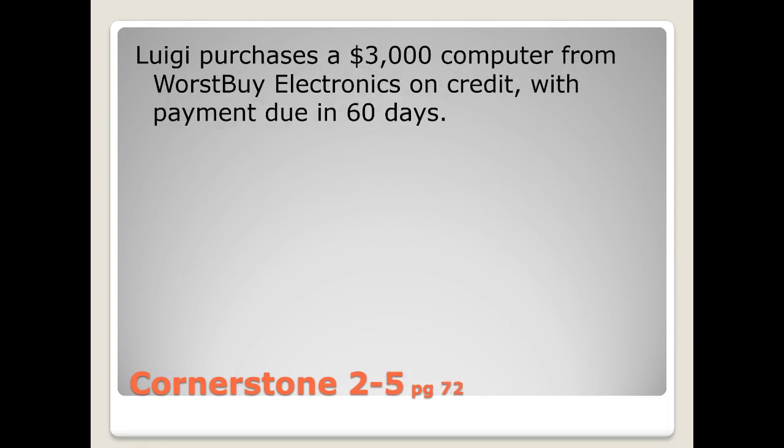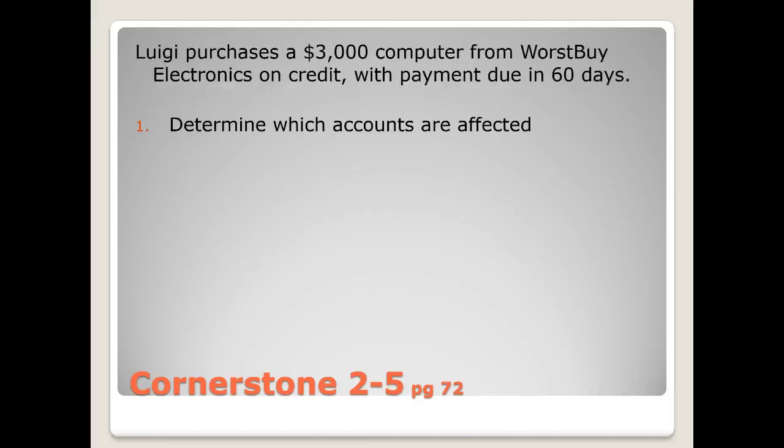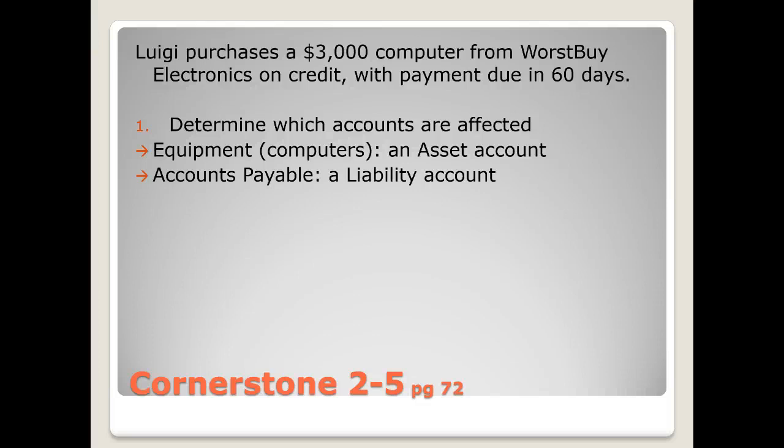Now, let's actually look at how we would journalize that transaction. Knowing that we have a $3,000 increase in an asset and a $3,000 increase in a liability account, how do we create that journal entry? Well, Cornerstone 2.5 on page 72 shows us this. Which accounts were affected? Well, we know that the equipment account, which is an asset account, was increased, and we know the accounts payable account, which is a liability account, was also increased. Now, when there is an increase in an asset account, that's a debit, correct? When there is an increase in a liability account, what is the normal balance for a liability account? Exactly, it's a credit.